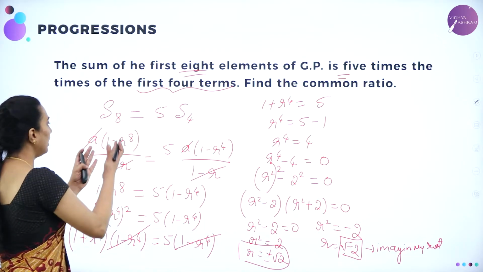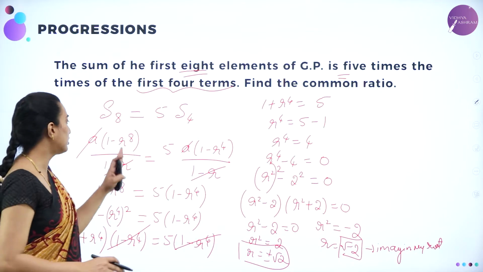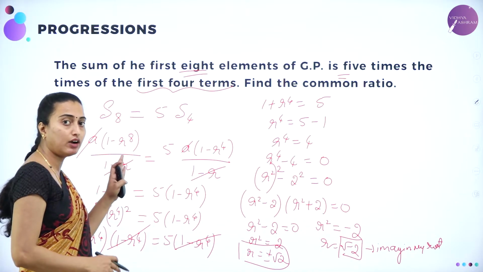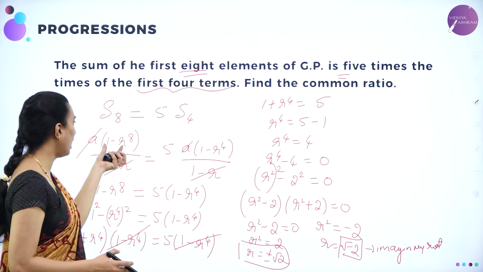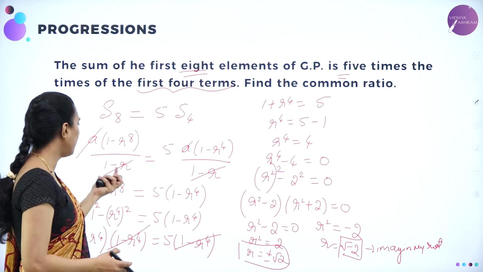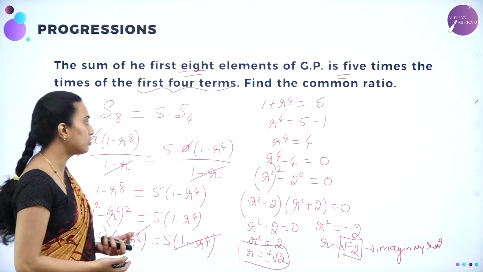Now if it is the reverse, that is instead of 1 minus r to the power of 8, if r is greater than 1, then we'll solve that equation by taking r to the power of 8 minus 1 divided by r minus 1. What happens to that condition?